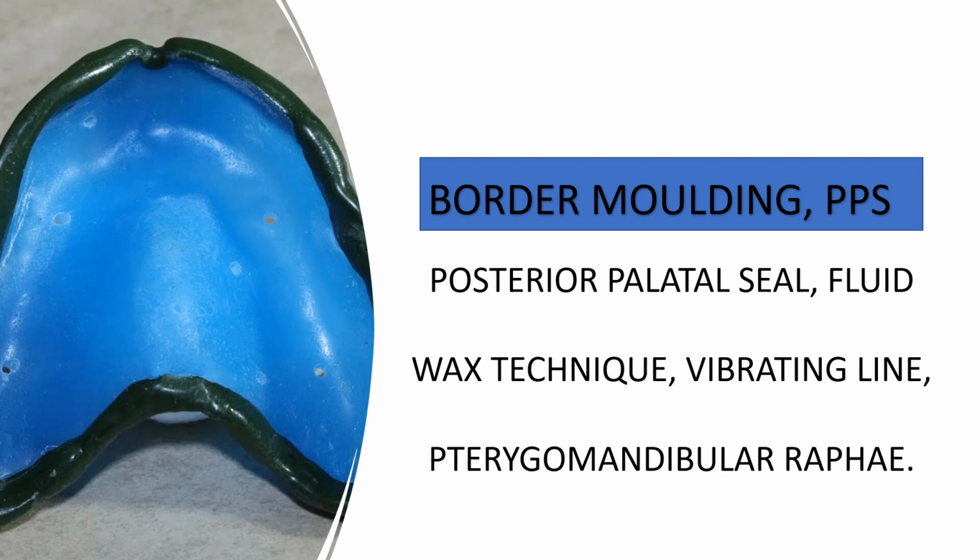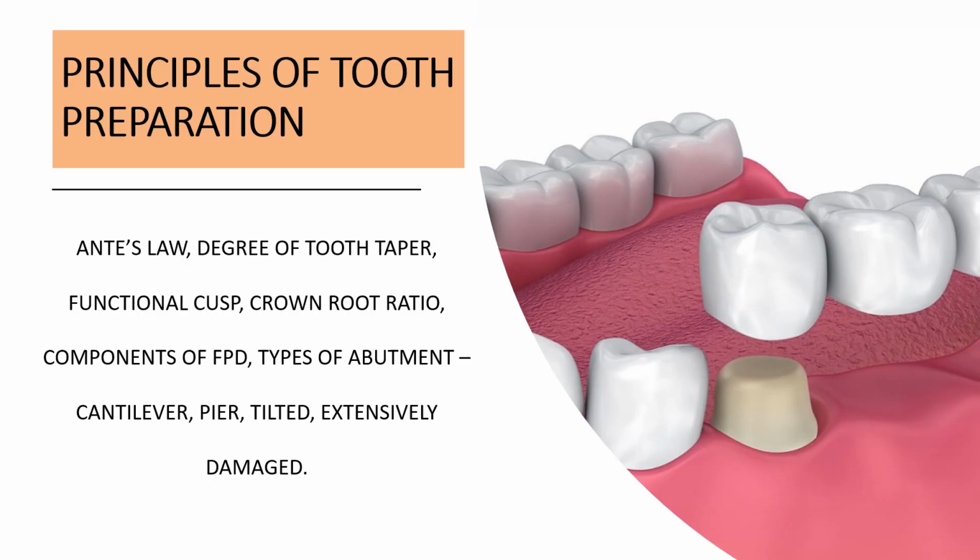So under that, what is a posterior palatal seal? The anterior vibrating line and posterior vibrating line, the two parts of the posterior palatal seal. The vibrating line is a junction between what parts of the palate is very important, whether it is a movable part or an immovable part, whether it is hard palate or soft palate, that you should know. Then what is a fluid wax technique, and the head position for the fluid wax technique you should know. Then lastly, a little bit about the pterygomandibular raphe. The attachment, origin and insertion of the pterygomandibular raphe is important.